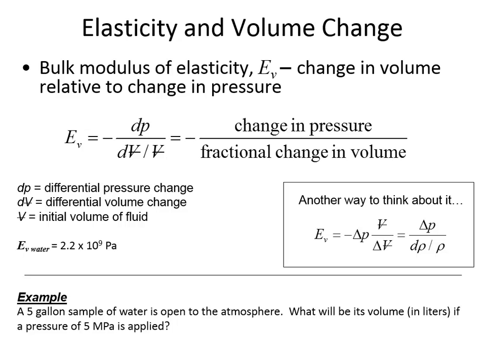We know the pressure that we're applying, and we have the negative sign because that's built into the formula. The pressure that's applied is 5 megapascals, so that is 5 million newtons per meter squared.